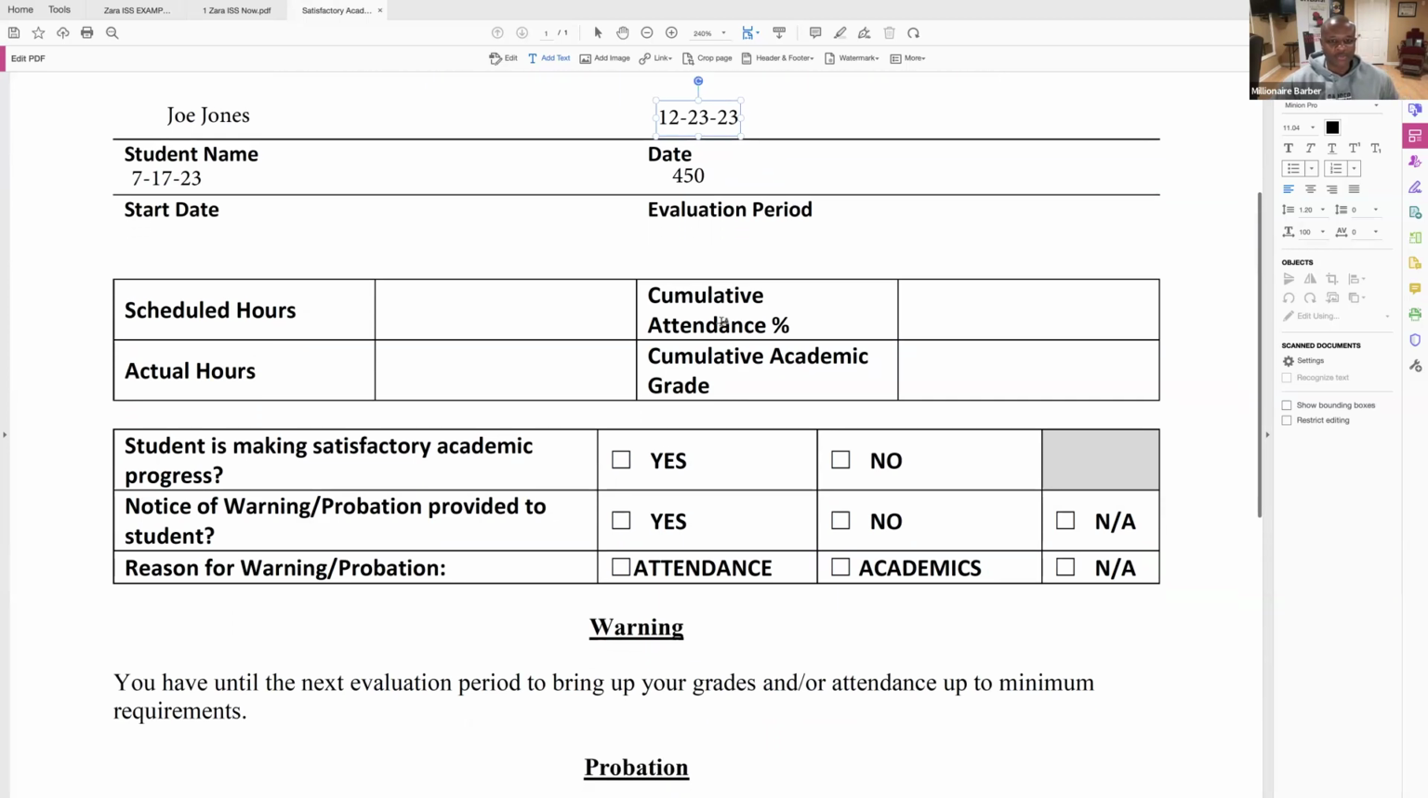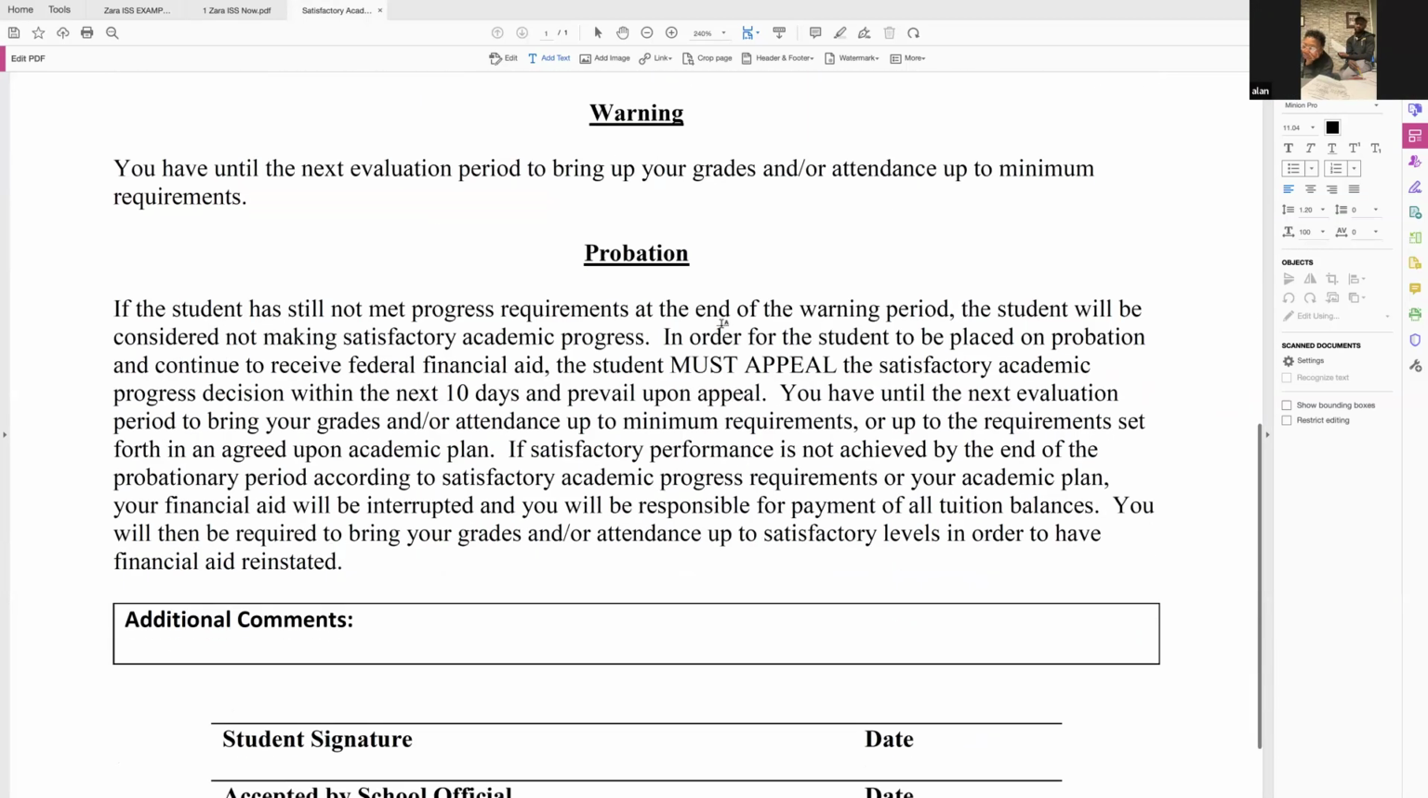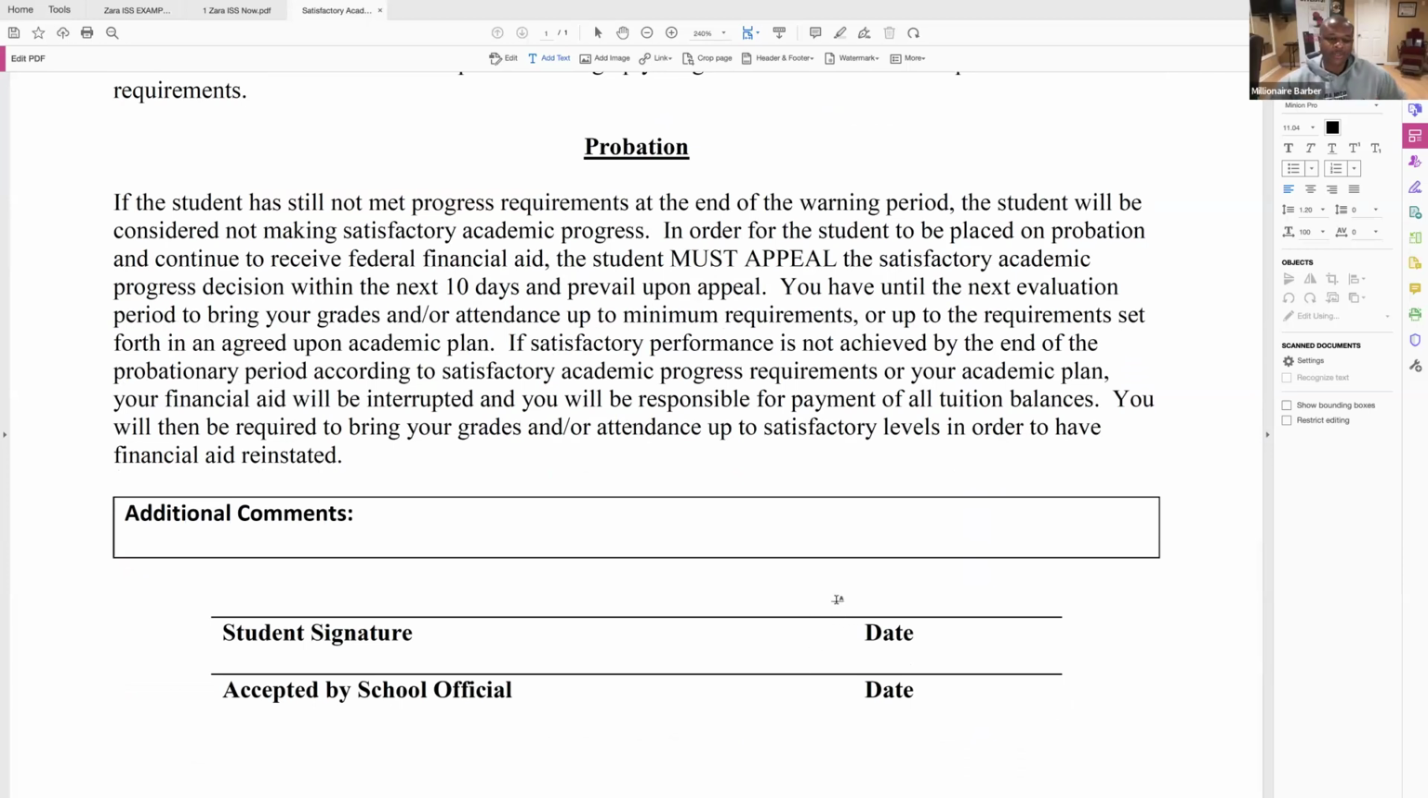Now, this student will go down here to the bottom. On the date that they hit the 450 hours, the student signed it and dated 12/23/23. And then Joe Jones, he signed it here. And then the school official, 12/23, they signed it. So we'll just do the school name.